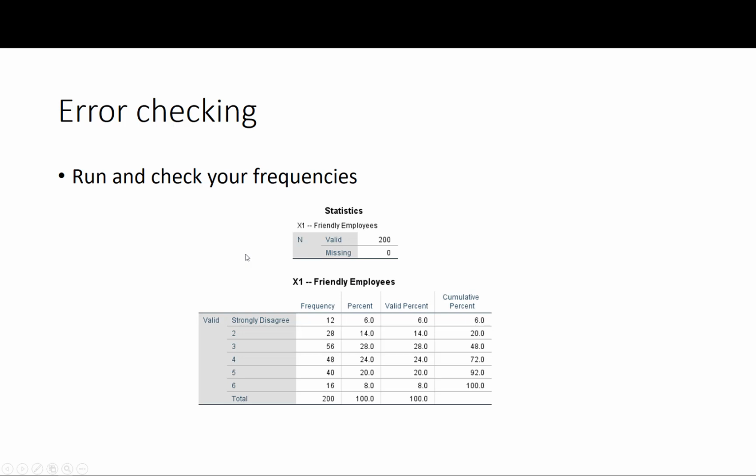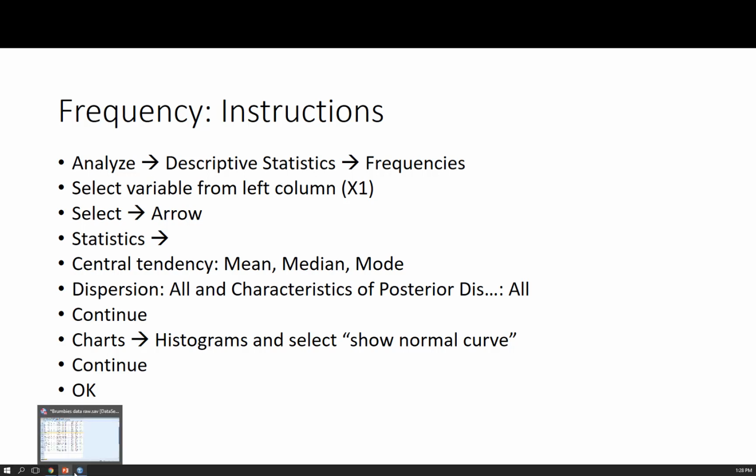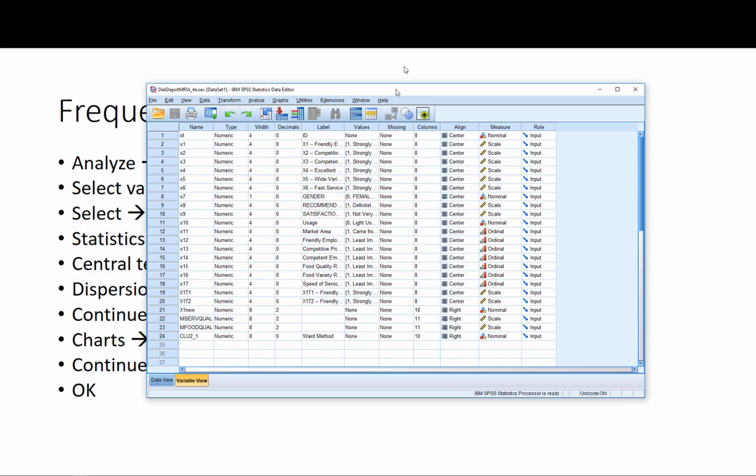So this is the basic output for a frequency analysis. I'll come back and explain how to analyze this in a second. I'll show you how to do it first. So here are the instructions. When running these frequencies, you do actually have two options in SPSS. You can do frequencies or you can do descriptives. So my Delhi Depot data.